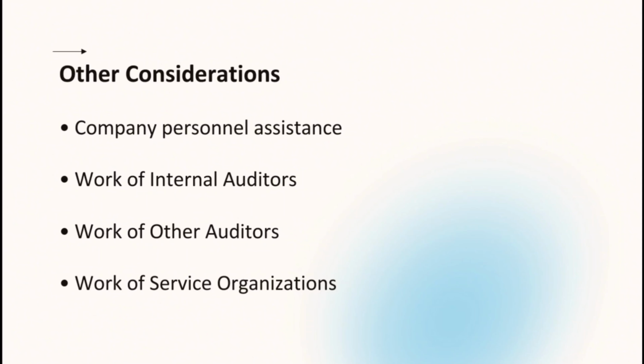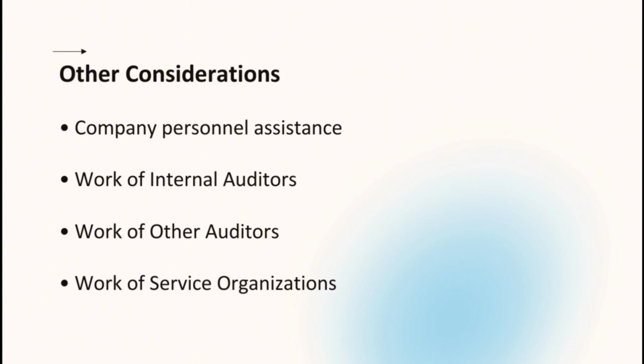Other considerations: company personnel assistance. Auditors often rely on the assistance of the company to gather information and data. So this collaboration is essential for efficiency and access to internal knowledge. Work of internal auditors. If the company has an internal audit function, the external auditors might review their work to potentially reduce the scope of their own procedures. So this can save time and resources, but the external auditors must still assess the competence and objectivity of the internal audit function.